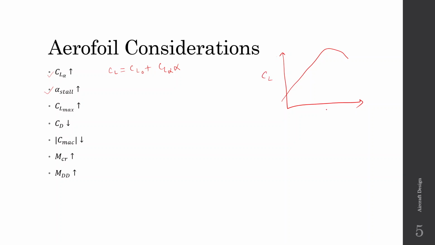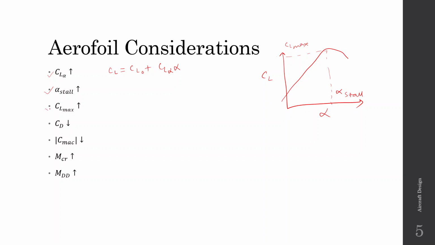So this is the CL versus alpha curve, as you know. So this angle is alpha stall, and this is CL max. So if your alpha stall is on the lower side, then it is very easy to stall the plane, and there is not much margin of safety. But if your alpha stall is greater, on the higher side, then there is more margin of safety, and it is better.